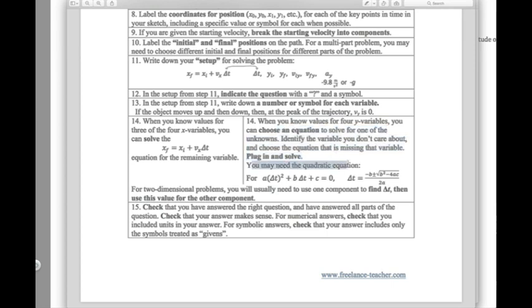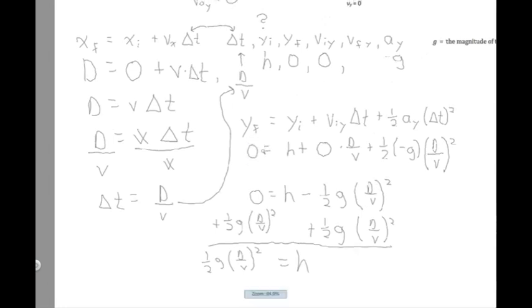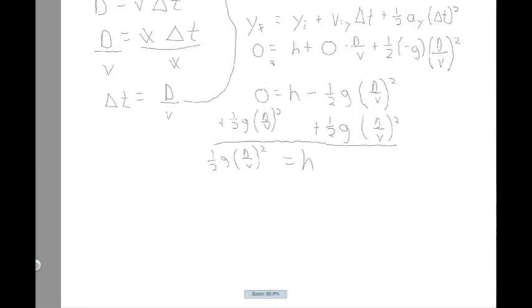In this case, we didn't need the quadratic equation. We didn't need the quadratic equation because the unknown that we didn't know was not being squared in this case, so we could solve without the quadratic equation. Now I think we're ready to state our answer to the question.